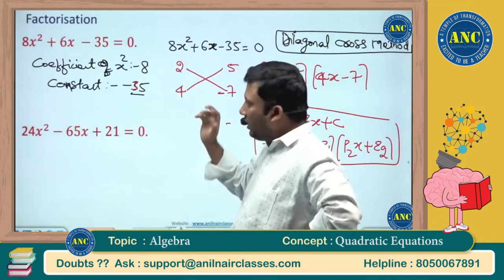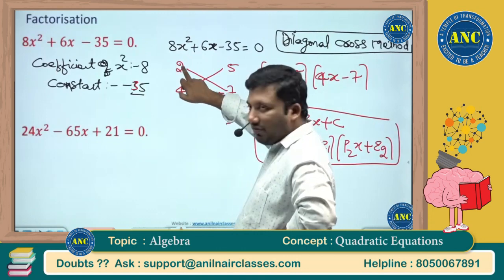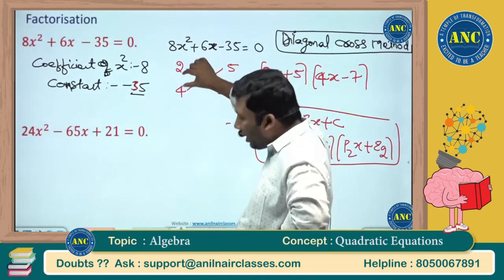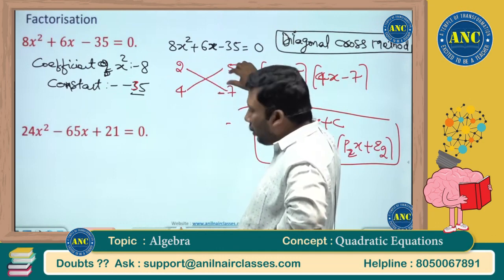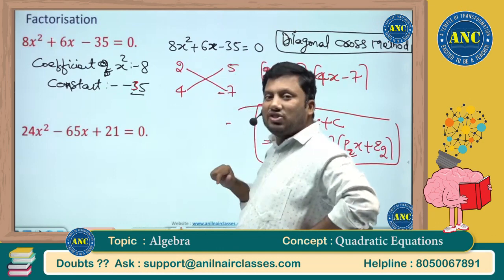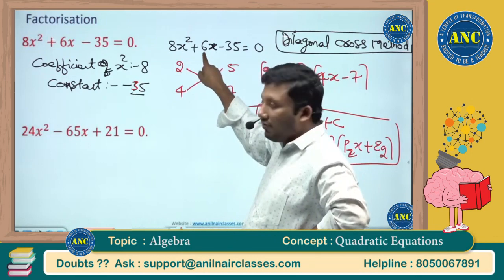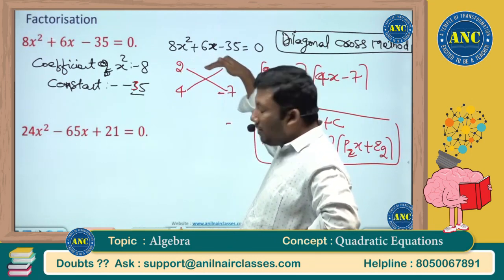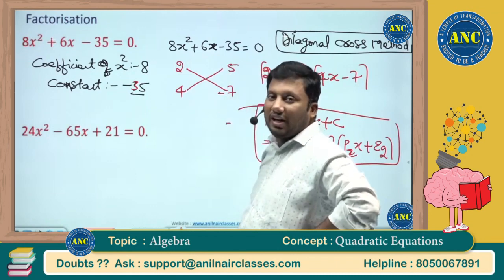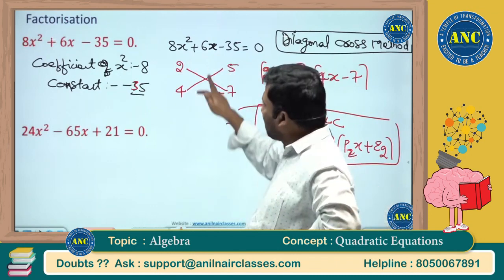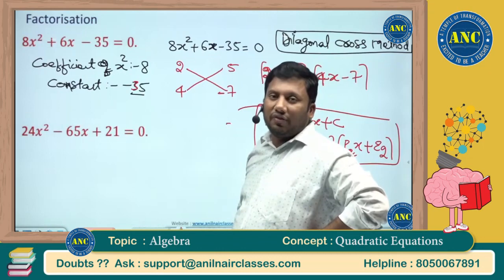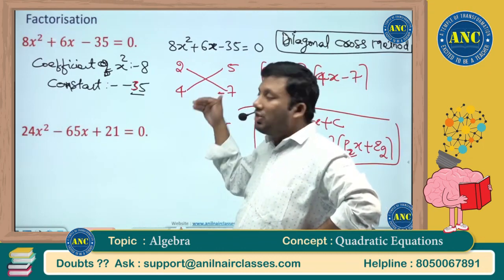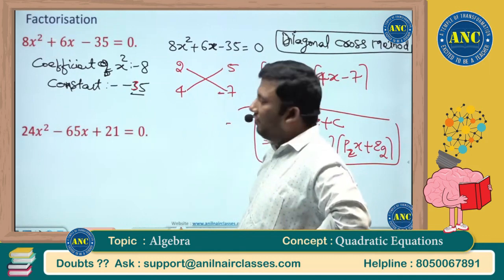First question, I hope it is clear. I took the factors of 8, 2 into 4. Luckily, we got the answer directly. If you write 4 into 2, maybe you have to rearrange these numbers in such a way that it will meet the diagonal cross method. 7 twos are 14, minus 14, 4 fives are 20. 20 minus 14 is plus 6, and plus 6 is the coefficient of x. If you multiply diagonally, it should give the resultant coefficient of x.